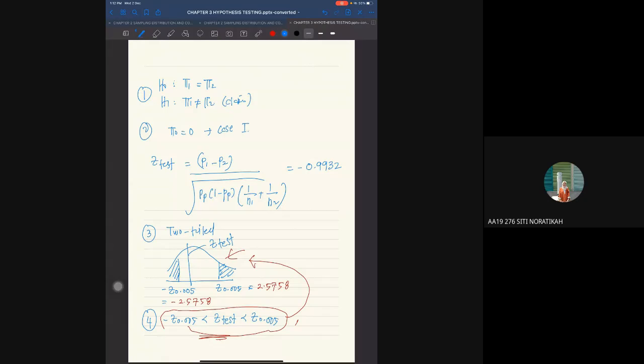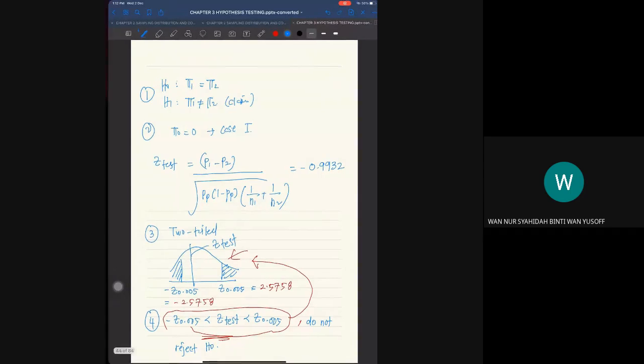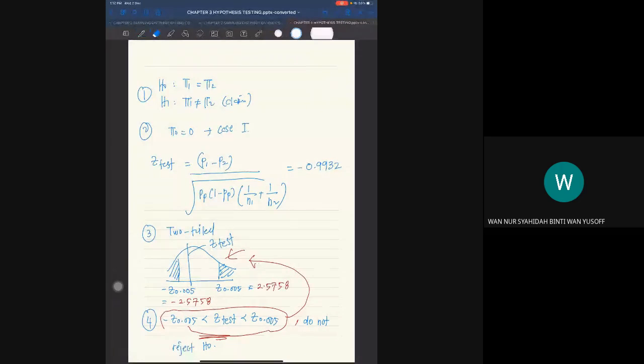Then the decision is do not reject H naught. Can we write accept H naught? No. You cannot write accept H naught, because the only reason we do not reject H naught here is because of lack of information, not lack of evidence. So it is not really accepting H naught. That's why in mathematical writing, it is wrong to write accept H naught.